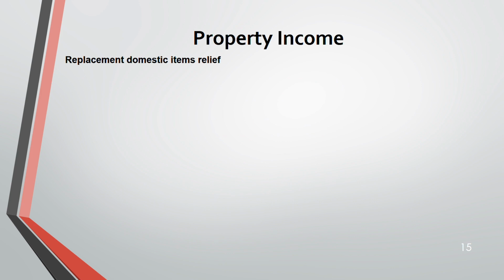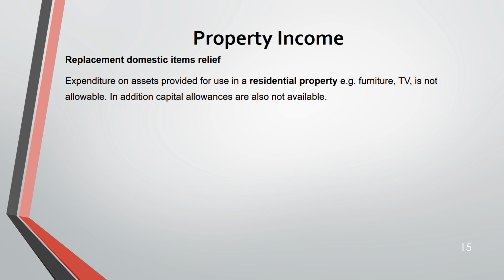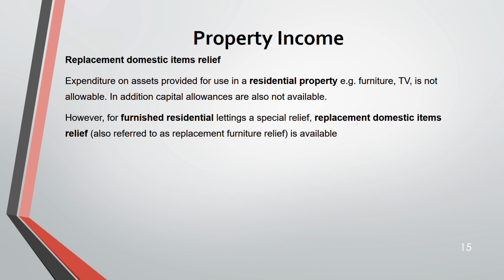Now, replacement domestic item relief. For residential property, you must be spending on some assets. You can't just let out the residential property like that; you need furniture there, you need TV there. You can't deduct all these expenses. Also, capital allowances are not available for residential property. Then what's the solution? Even if you can't deduct the expenses, there's a relief known as replacement domestic item relief. This is a special relief available for furnished residential property. Furnished means it has all the furniture and everything available. You can also call it replacement furniture relief.